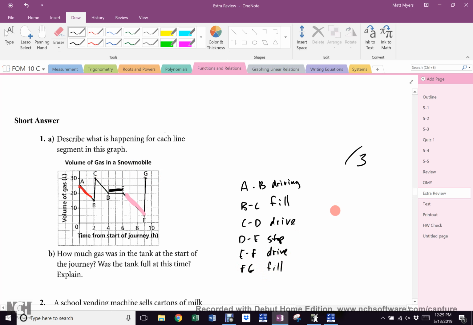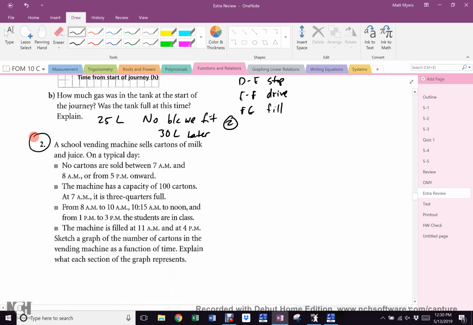How could you get 4? You would tell me some rates. Everybody understand? The ones that are different. How much gas was in the tank at the start of the journey? 25 liters. Was it full? No. Why? Because it may not be, but we filled it past 25, right? Because we fit 30 liters later. That gets you 2 marks. 1 for the yes or no.